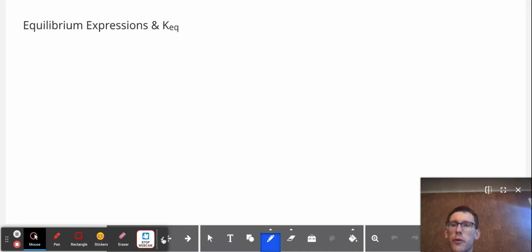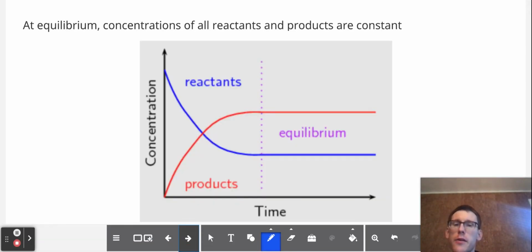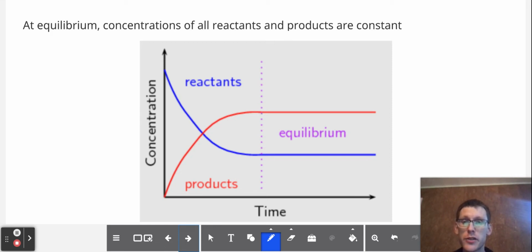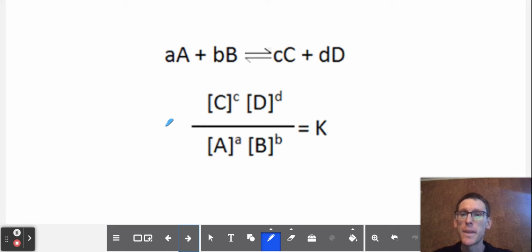In this video, we're going to learn about equilibrium expressions and Keq. As a refresher, at equilibrium, the concentrations of products and reactants are constant. Although the forward and reverse reactions are still occurring, they're occurring at equal rates, and so the concentrations of products and reactants will not change.